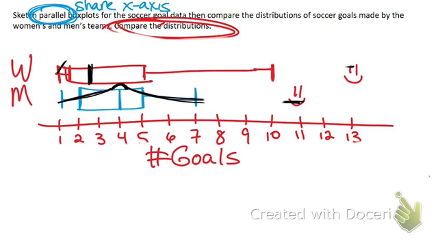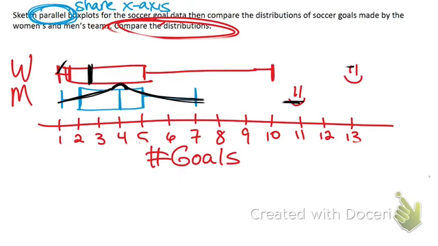Outliers. So we've compared the shapes. They're both right skewed. How would you write a sentence if I asked you to write a sentence comparing the outliers of these two distributions? They both have upper outliers. Men at 11, women at 13. Boom. That's how you could compare their outliers. Any questions about that?